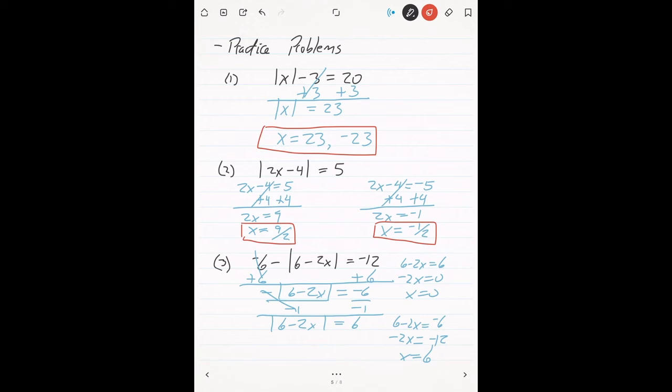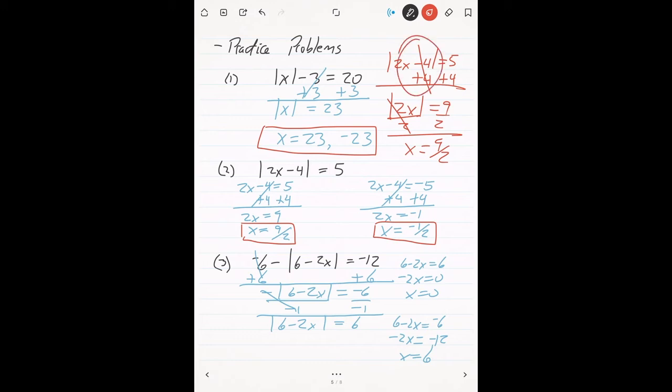One of the things I want to point out about what I'm doing here is I'm rewriting the equations. I'm not working with this equation. I'm working with these two possible equations. I'm saying, what could this interior be equal to? What I'm not doing here is this. This is what I'm not doing.